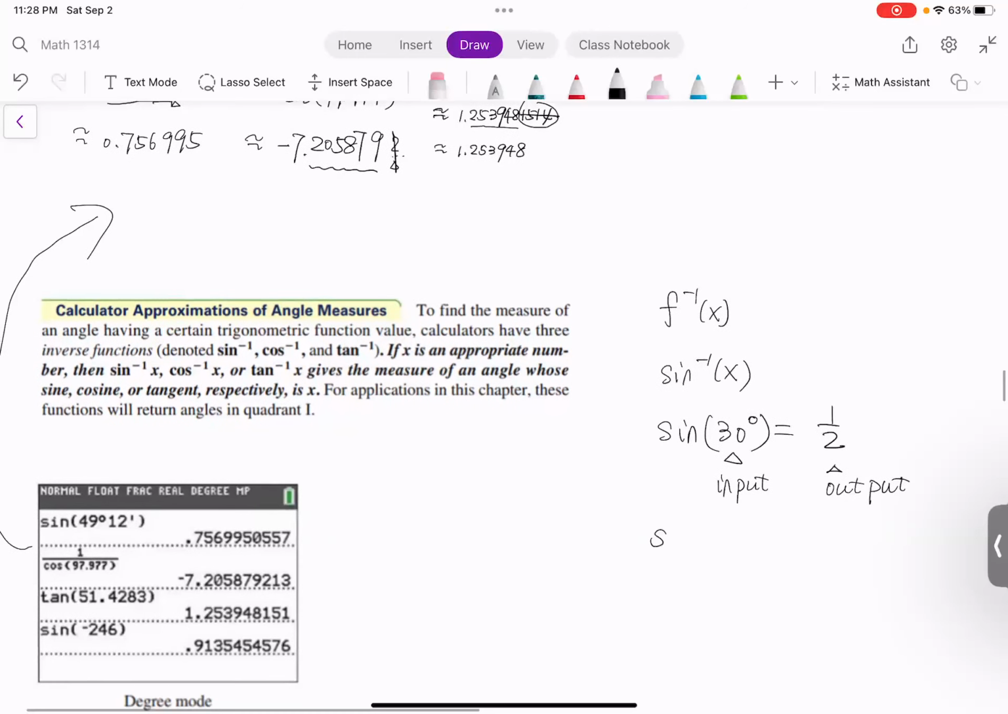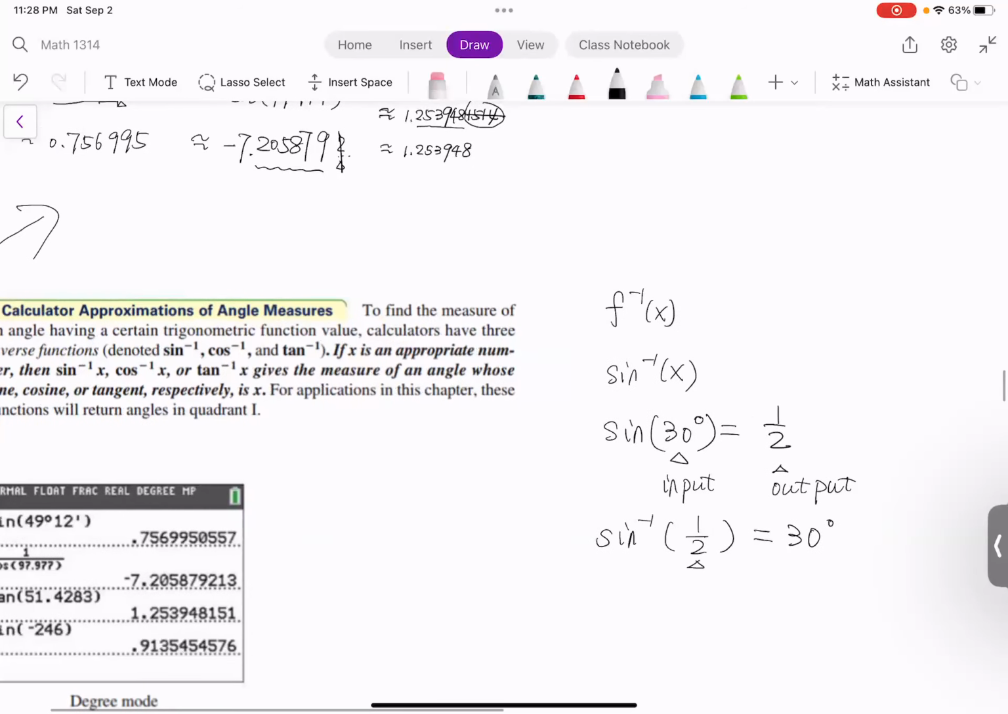That means the inverse of sine, inside here it must be 1/2. Then the output is 30 degrees. Remember that all the inverse trig functions, they are all angles. They are all angles.